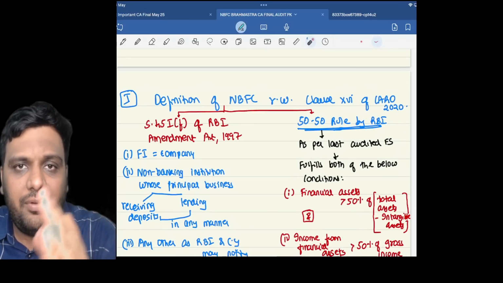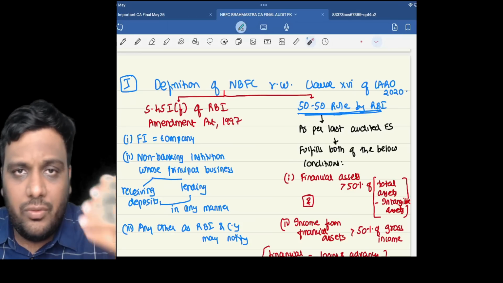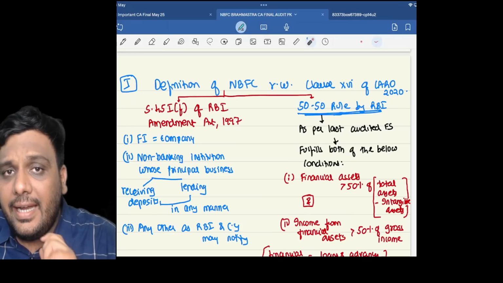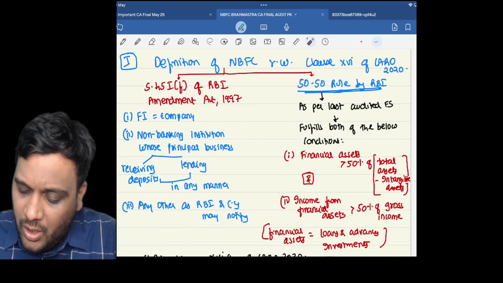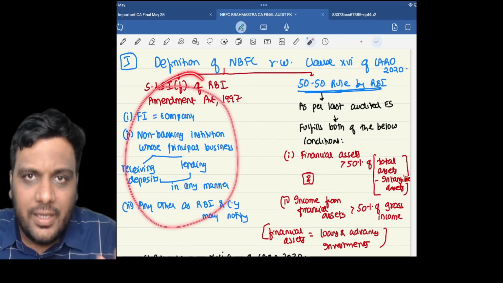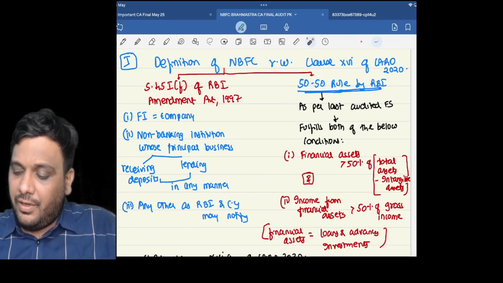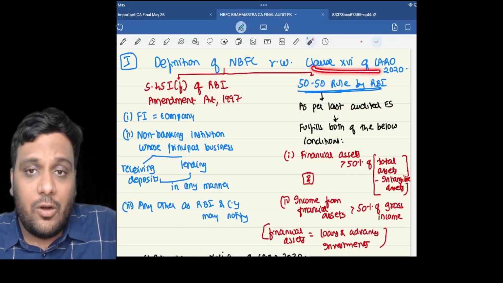Definition of NBFC. Everyone understands NBFC is an institution or a company whose main business is receiving of deposits and lending in any manner. That is a simple definition which I have given over here, which you can just go through once. However, the most important part of the definition is the 50-50 rule, which is given by RBI. It is straight away connected with clause 16 of CARO 2020.